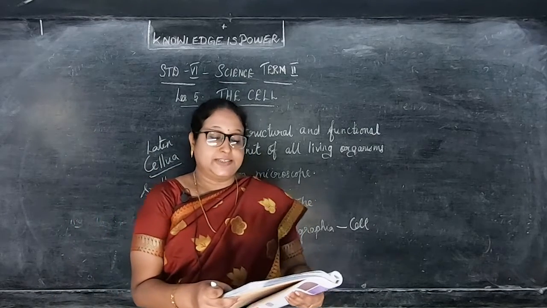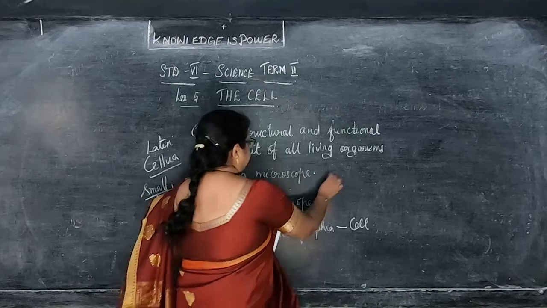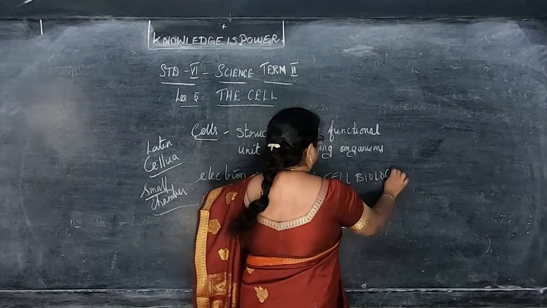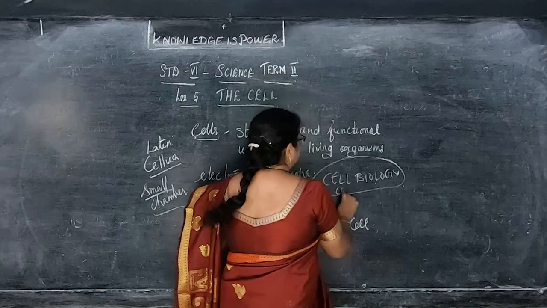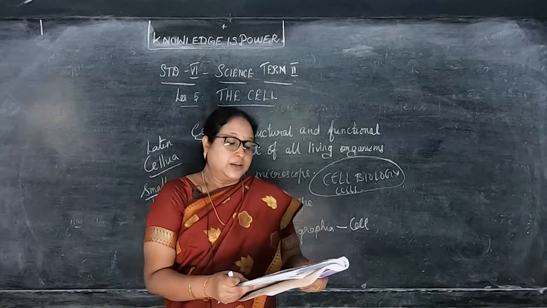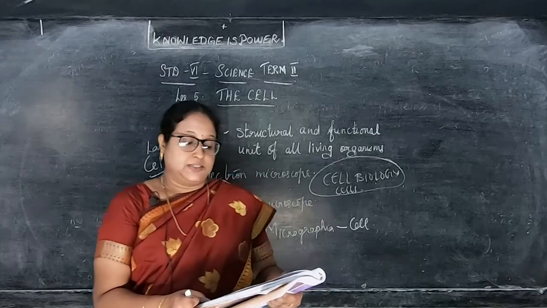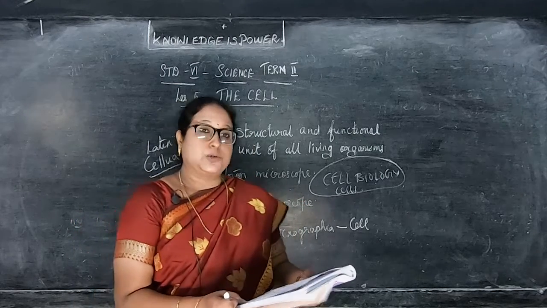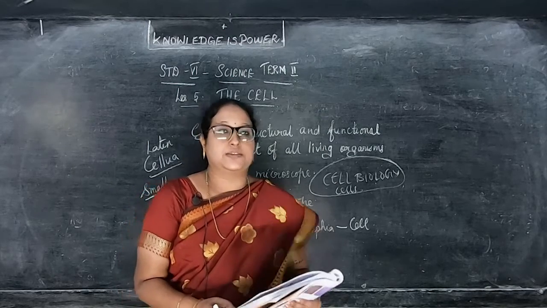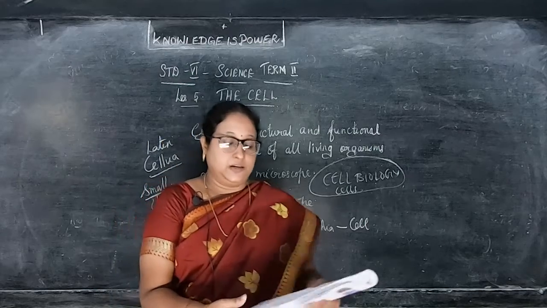Then the branch of science that deals with the study of cells is called cell biology. So what is cell biology? The study which deals with cells is called cell biology. Now the structural organization of the cell. A typical cell consists of three major parts: the outer cell membrane, the liquid cytoplasm and a nucleus. So what are the three parts? Outer cell membrane, liquid cytoplasm and a nucleus.